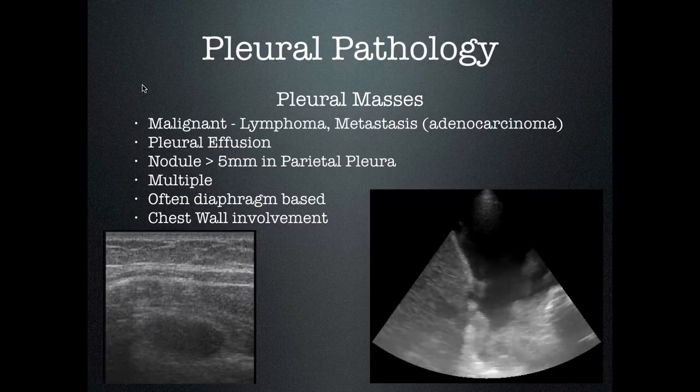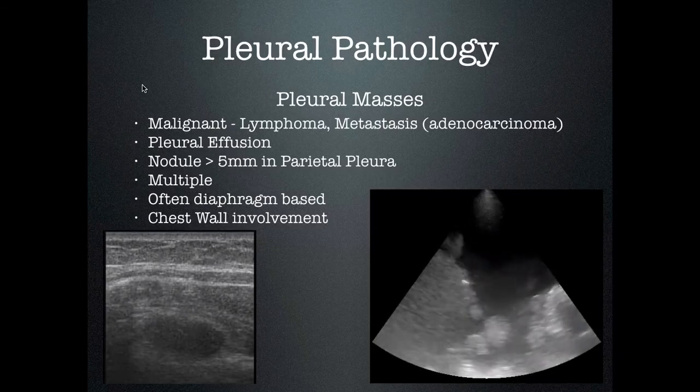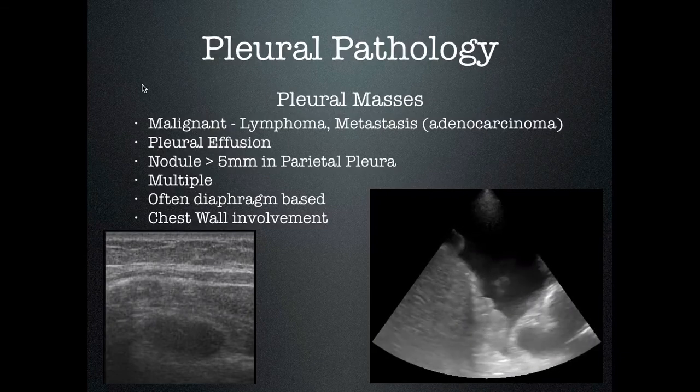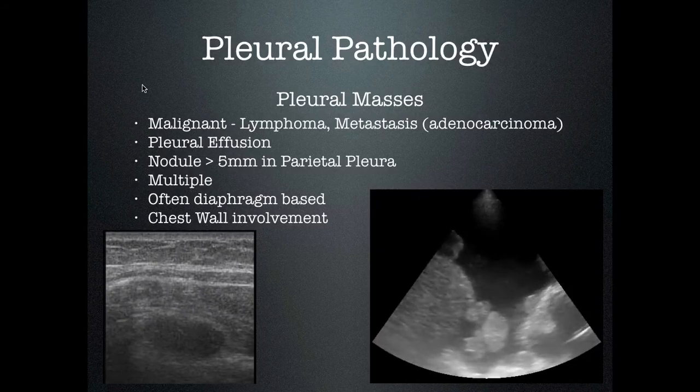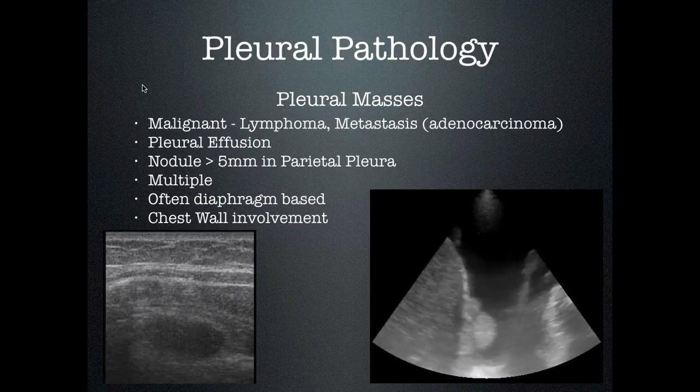easy to see. On the left, we can see an ill-defined hypoechoic mass with well-circumscribed borders, and it is fairly difficult to see and would be easy to miss. The one on the left is a lymphoma. The one on the right is metastasis.